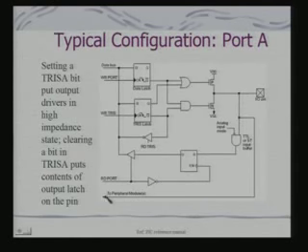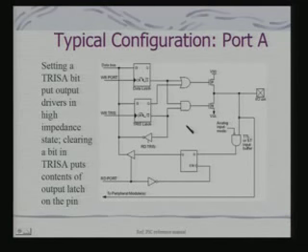So, this is a typical configuration of port A. This is essentially your data latch. I am showing it for a single bit. When we look at it for 8 bits or multiple bits, there will be multiple such latches, and this is your TRIS latch, which actually records the status that you set. So, setting a TRIS A bit, because I am referring to port A, puts the output drivers in high impedance state, and clearing a bit in TRIS A puts the contents of the output latch on the pin.